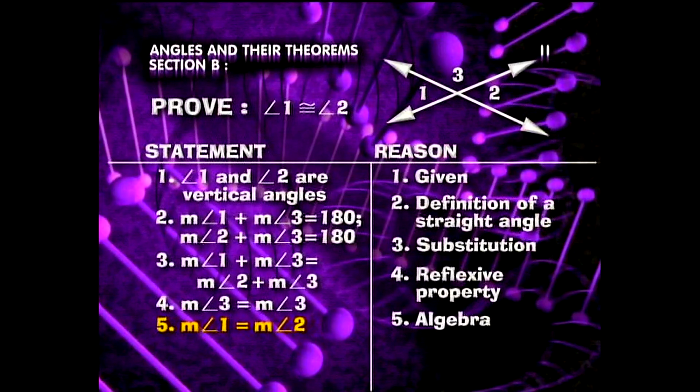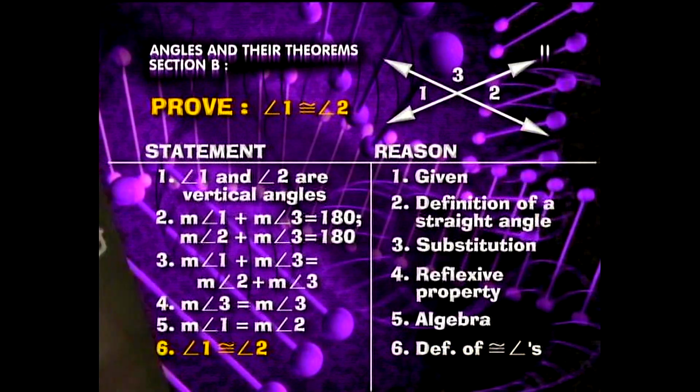Once we do that, we're left with the measure of angle 1 equals the measure of angle 2. And because of the definition of congruent angles, we know angle 1 is congruent to angle 2. So we've proved the theorem that says vertical angles are congruent. We all enjoy proving theorems.